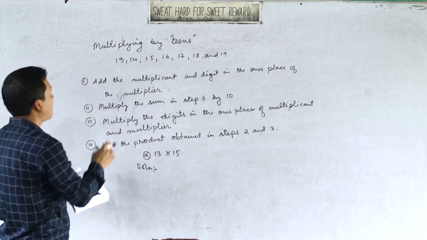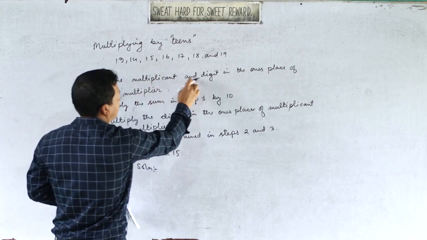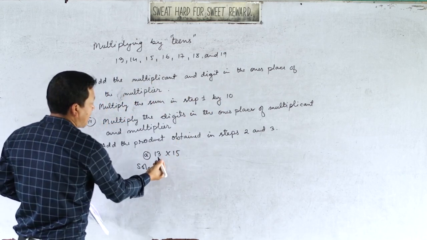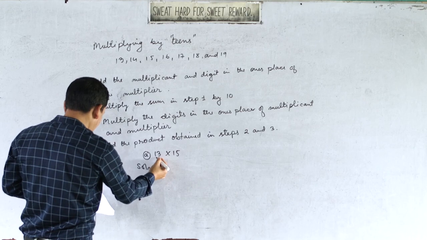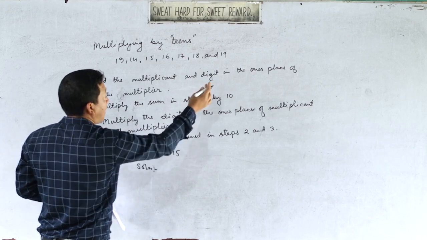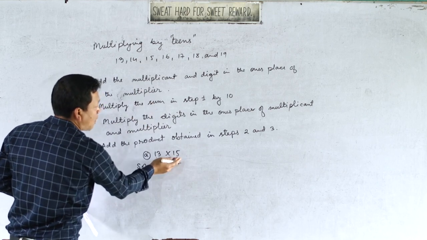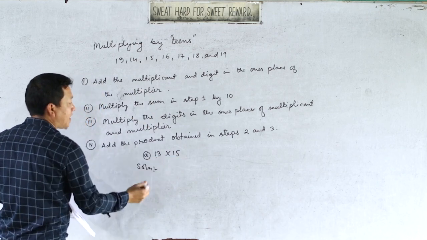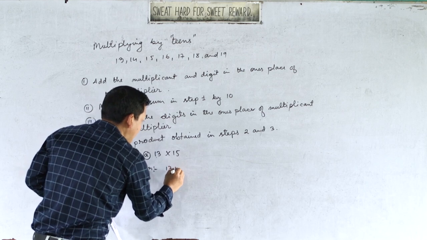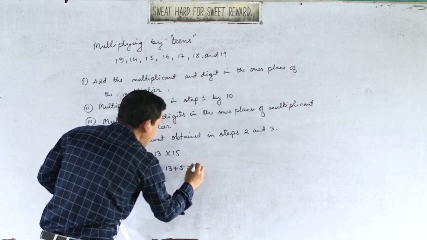According to the steps, add the multiplicand and digit in the ones place. Multiplicand, this number should be the multiplicand, okay? This number should be the multiplicand. And digit in ones place. Ones place of the multiplier. 13 plus 5 equal to 18.